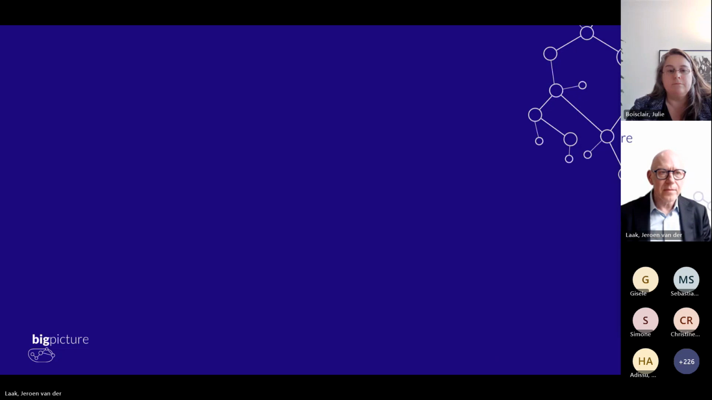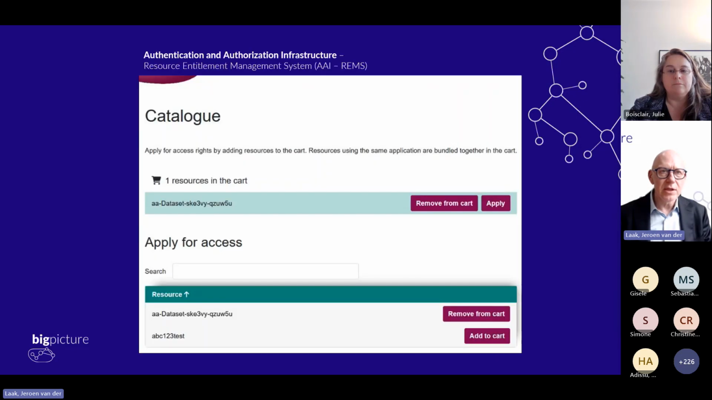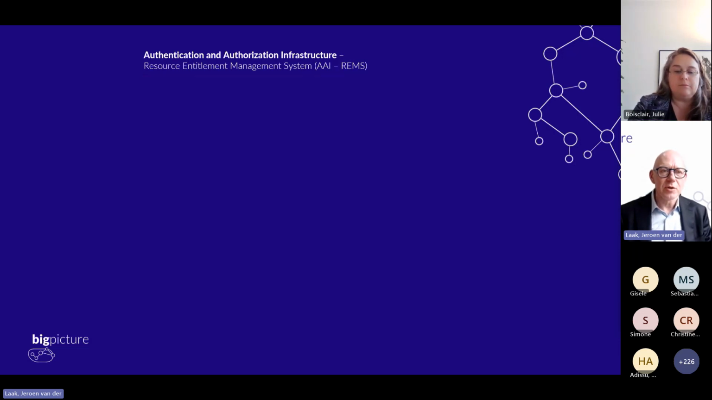Then for accessibility, we will use an existing structure, which is called REMS, Resource Entitlement Management System. And REMS will help to streamline that process of getting access. So if you find a data set, it should be very clear whether you probably can get access to that data set. So you can put it in your shopping cart and you can apply for access through this standardized mechanism. Then you have to fill out specific forms.